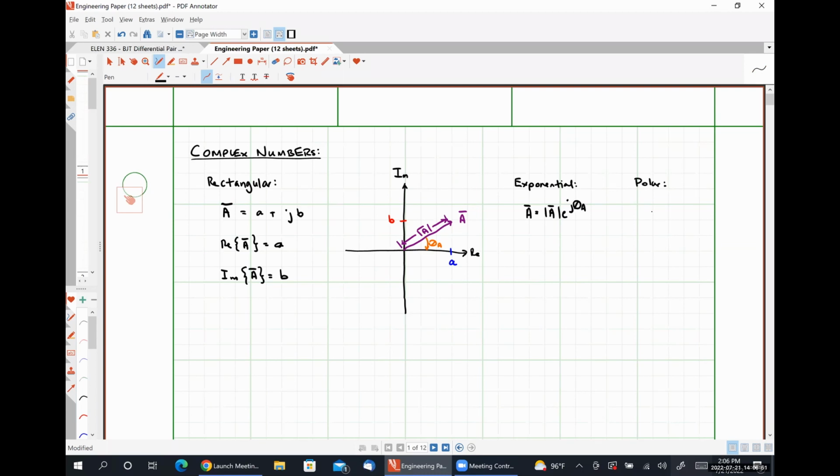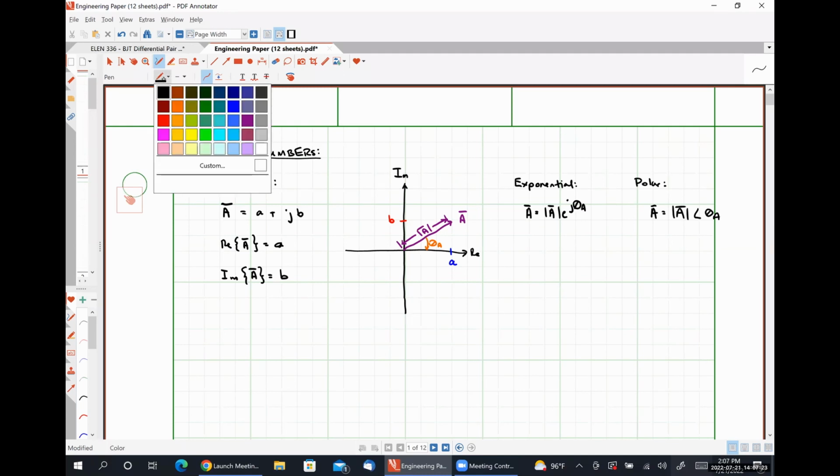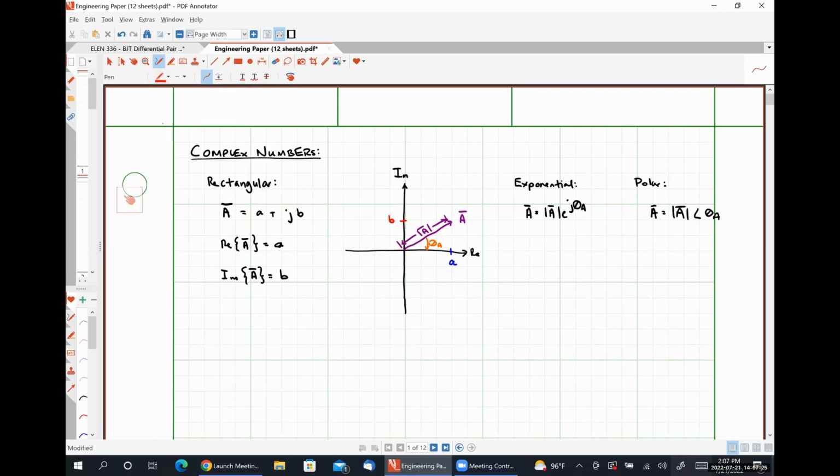And our polar form, sorry, let me erase that bar there, is the magnitude of A angle theta A. So the polar form, again, is nothing more than a shorthand notation for the exponential system. Okay. They have the exact same pieces of information. They are 100% interchangeable.